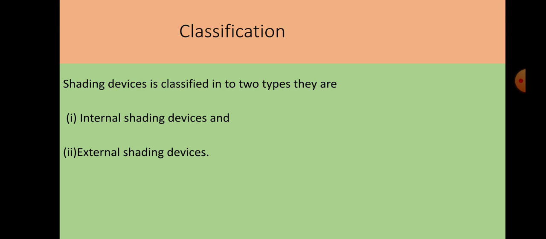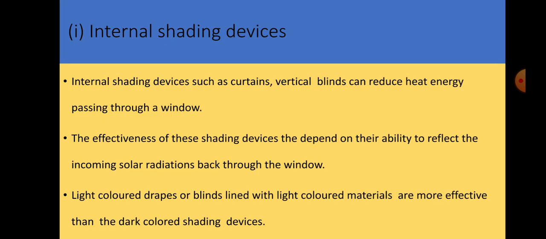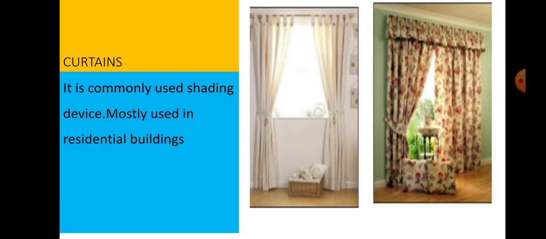Classification: they are classified into two types, internal shading devices and external shading devices. Internal shading devices such as curtains and vertical blinds can reduce heat energy passing through a window. The effectiveness of these shading devices depends on the ability to reflect the incoming solar radiation back through the window. Light colored draperies or blinds lined with light colored materials are more effective than dark colored shading devices.